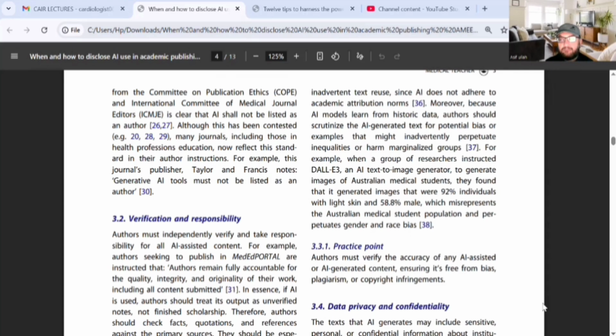That is a gross misrepresentation of the actual demographic reality of Australian medical students. And the mechanism behind that result is crucial to understand. DALL-E 3 did not consciously decide to exclude certain demographics. It doesn't have intent. It's just doing that. Exactly. It generated those images based on the billions of images and associated text tags it was trained on.